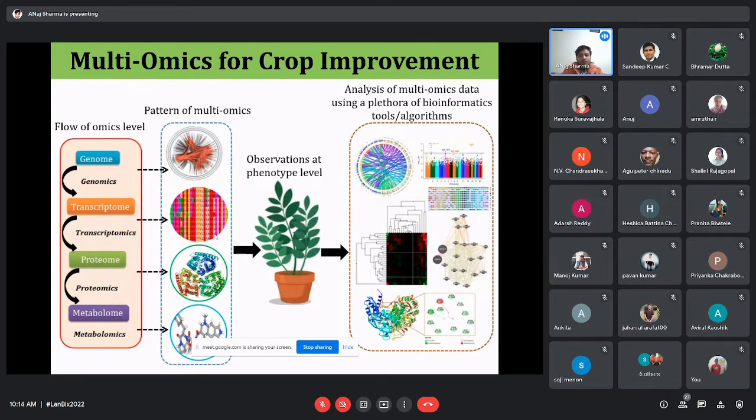Now we have multi-omics for crop improvement. How can we utilize multi-omics in crop improvement? The flow of omics levels starts with the genome: genomics, transcriptomics, proteomics, and metabolomics. If you are working on genomics, then we can go for analysis like annotation, and we can identify some key genes. In transcriptomics, we can go for whole genome alignment to find out the variations. In proteomics, we can go for protein structure modeling. And in metabolomics, we can study how pathogens affect pathways, what the key pathways are, and how they are involved.